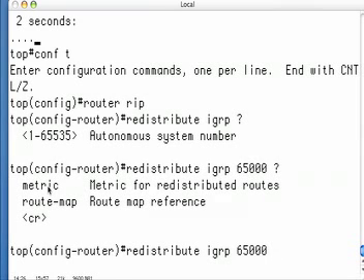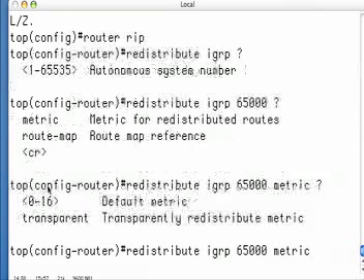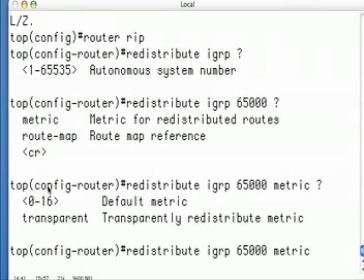The metric in RIP is hop count. The metric in IGRP is a number based on the bandwidth and the delay. So since it can't compare the metrics, I have to specify the metric, and then the default metric, I can give it a number from 0 to 16. 16 is infinite.